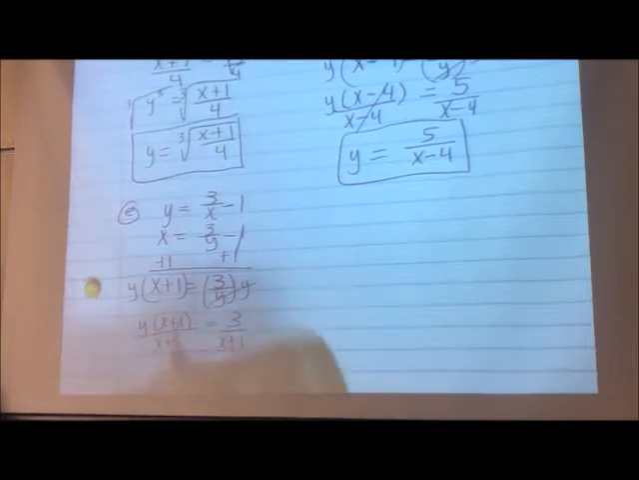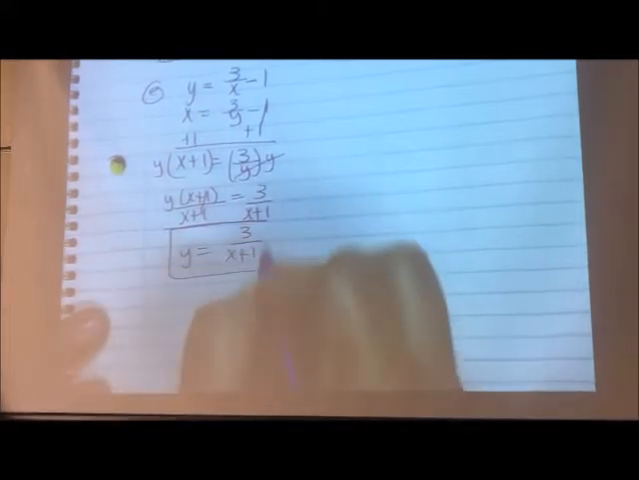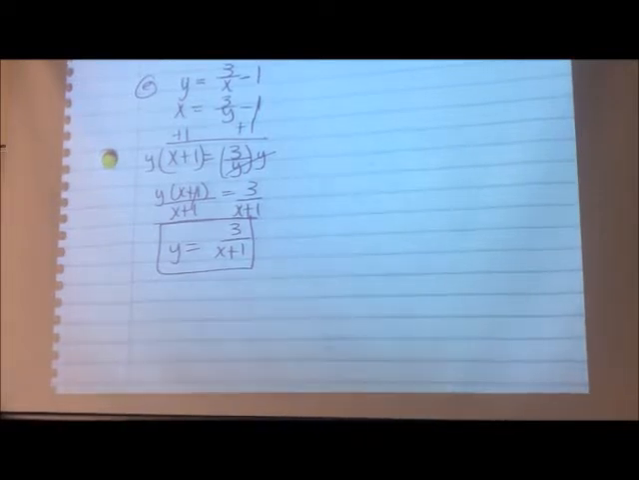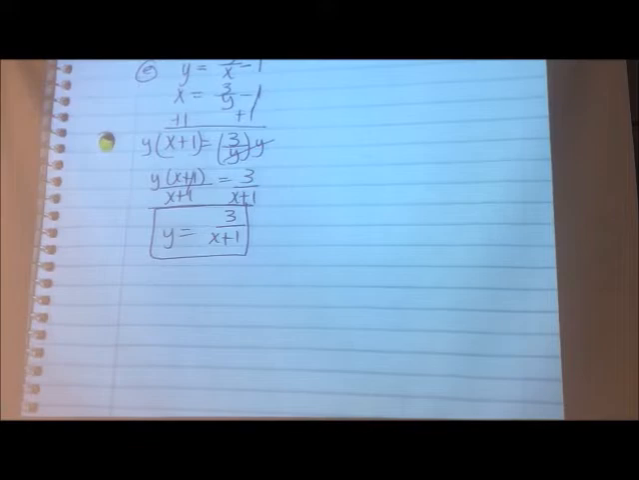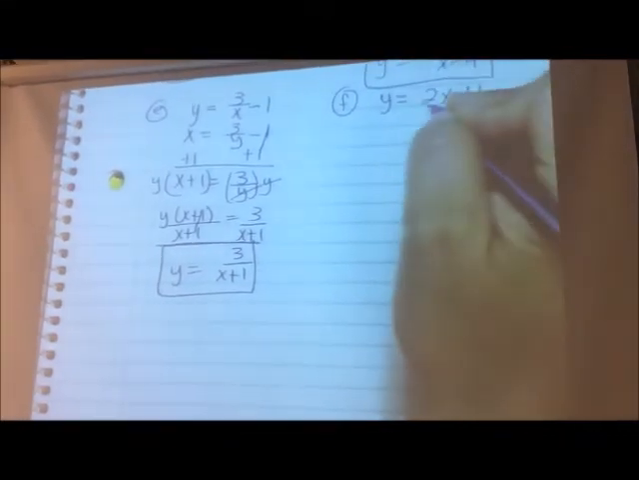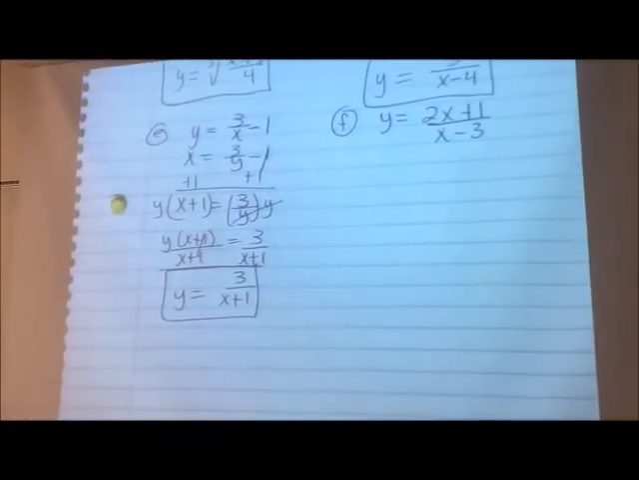Do you agree with this answer? Yes? Perfect. Alright. So, next part. There's an F actually. Y equals 2x plus 1 over x minus 3.